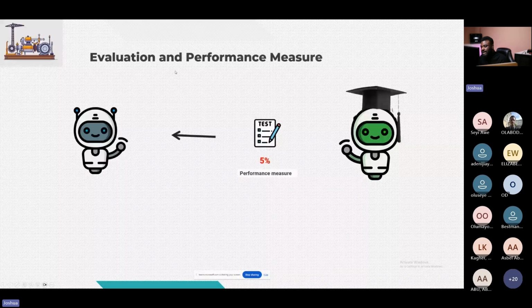So again, to explain two more things briefly before we go: evaluation and performance. In our example, evaluation was simply the teacher giving the bots a test and saying, you did well, 5% was your grade.